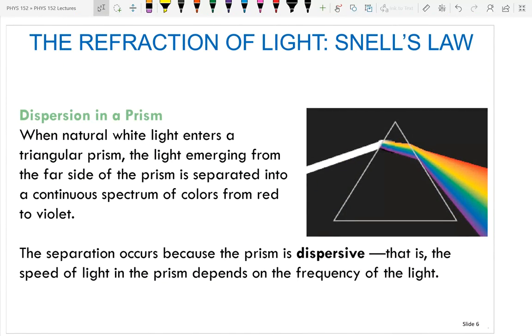Prisms. We're going through a couple interesting topics here. A prism. What do you use a prism for? For what? To look pretty. That's what we use prisms for all the time these days.